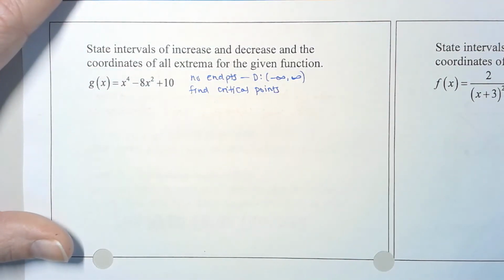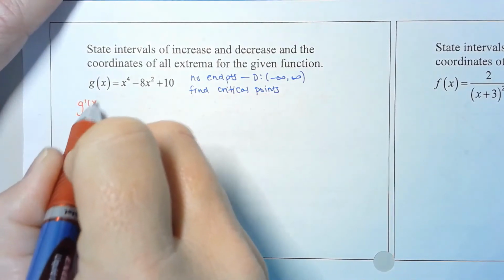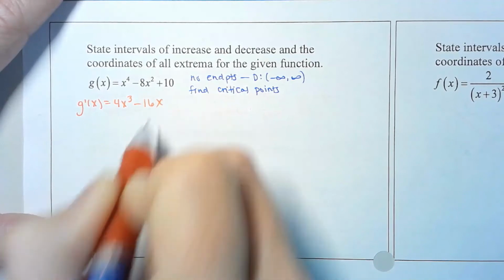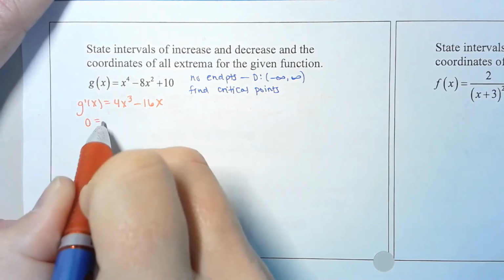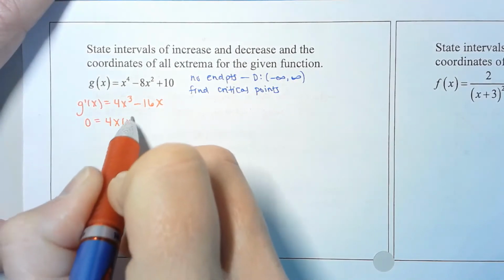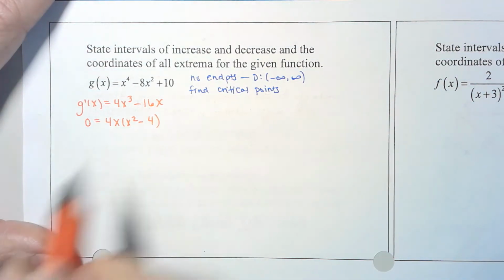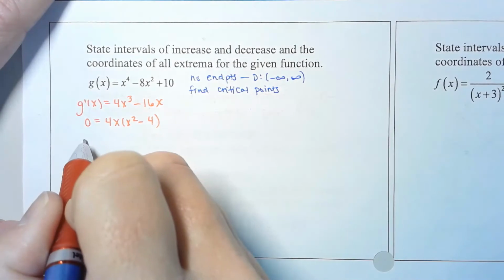Critical points are coming from the derivative. So g prime of x equals 4x cubed minus 16x. We're going to ask those two questions. When does the derivative equal 0? And where does it not exist? Well, guess what? It's a cubic. It exists everywhere, so we don't have to worry about that.